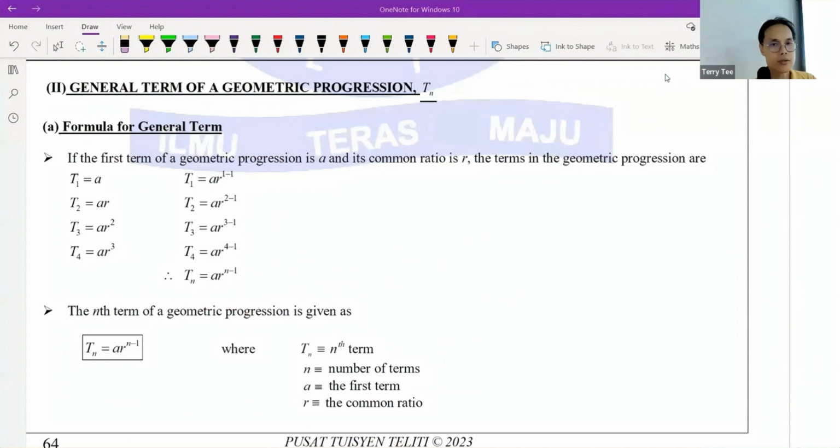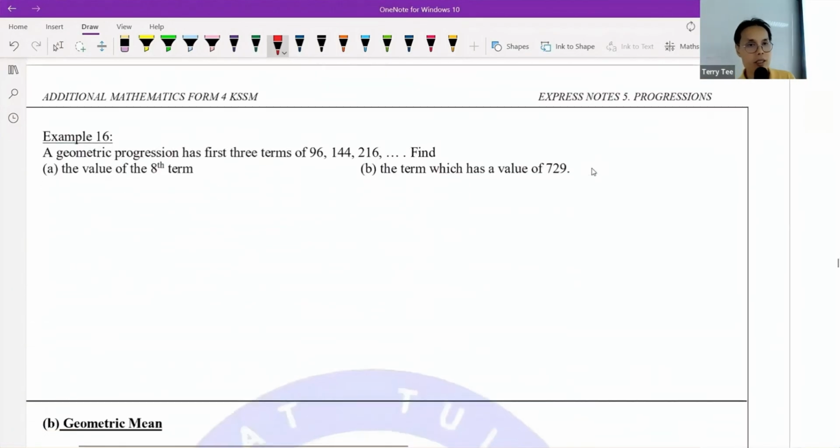We know Tn equals A R to the power n minus 1. You know this, right? Again, we use what we call the induction method. We just substitute: T1 is A, T2 is AR, T3 is AR squared, and so on. We can show by induction that we come up with this formula, Tn equals A R to the power n minus 1. Very simple.